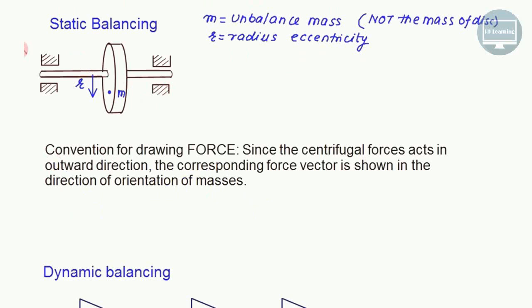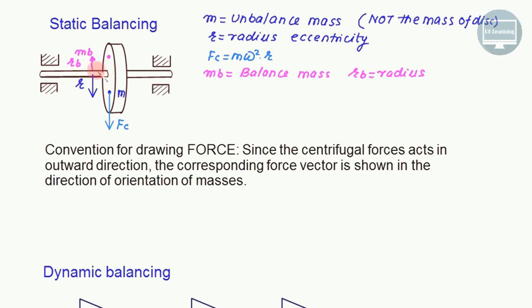And because of this, it will produce a centrifugal force. The centrifugal force will act this way, that is Fc. This centrifugal force is m multiplied by omega square multiplied by r. A simple way to balance this is to have a single mass mb. So what is mb? It is the balance mass available for this. We'll attach this at radius equal to rb, so rb is the corresponding radius.